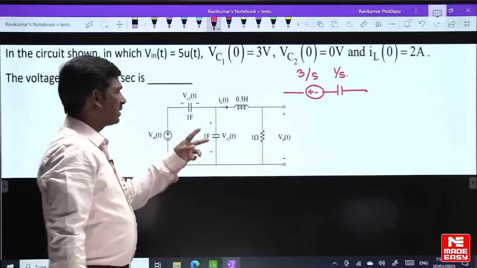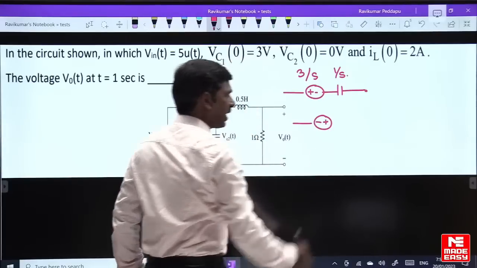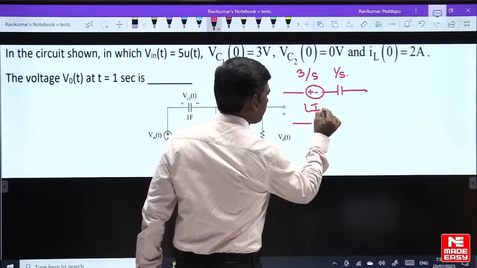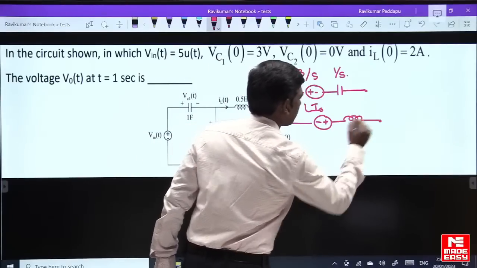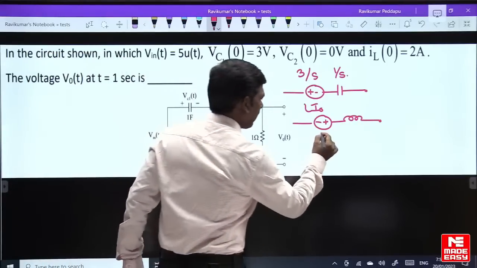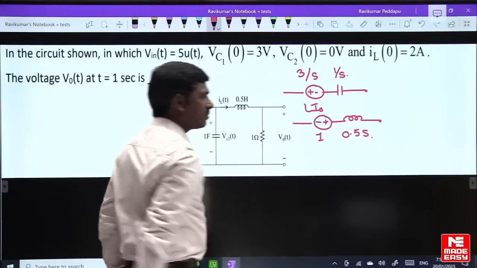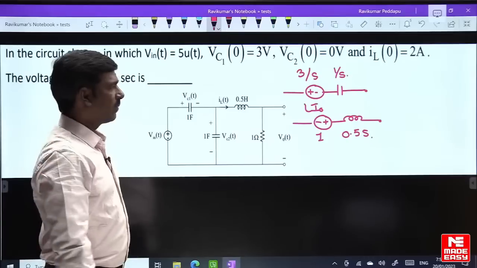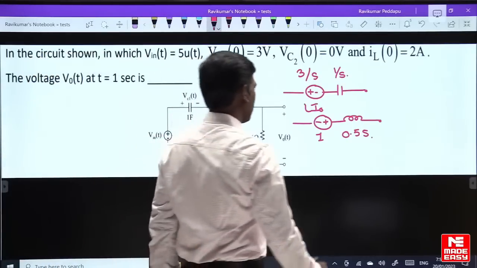Now the inductor is replaced by a voltage source. The voltage source direction is the same as the current direction. The value is L into I naught, in series with the inductor. Here the L value is 0.5, I naught is 2, so this value is 1. Ls is 0.5 S. Here there are no initial conditions, so you can directly replace it with the capacitor, that is 1 by S. Okay, now I am applying the Laplace transform.